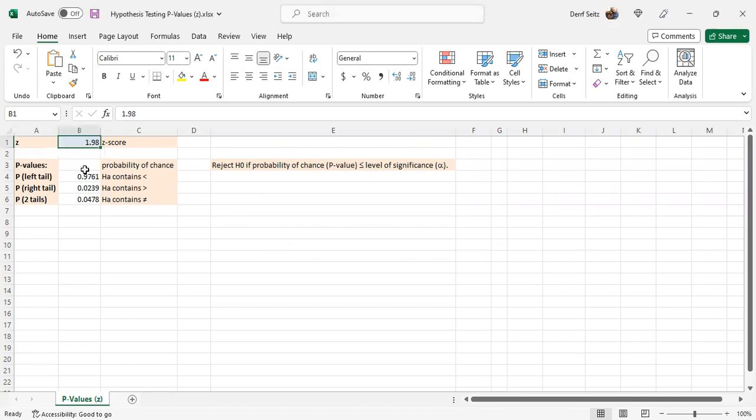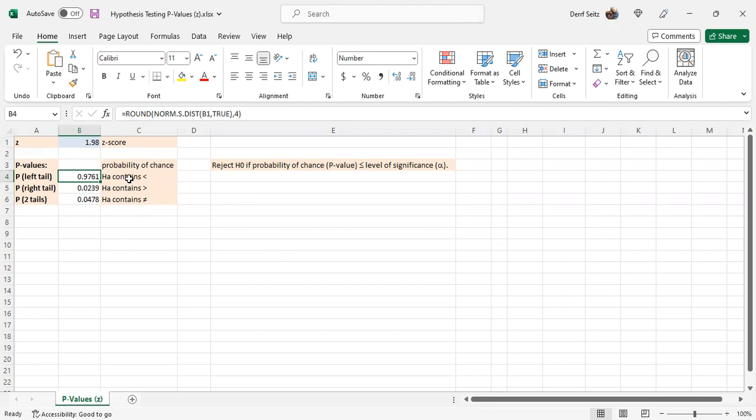There is one input field, the z-score. Again, this would be part of a hypothesis test procedure. It's separated here in case you just want to calculate p-values on their own. The p-values that are calculated are for the left-tail test, right-tail test, and two-tail test.